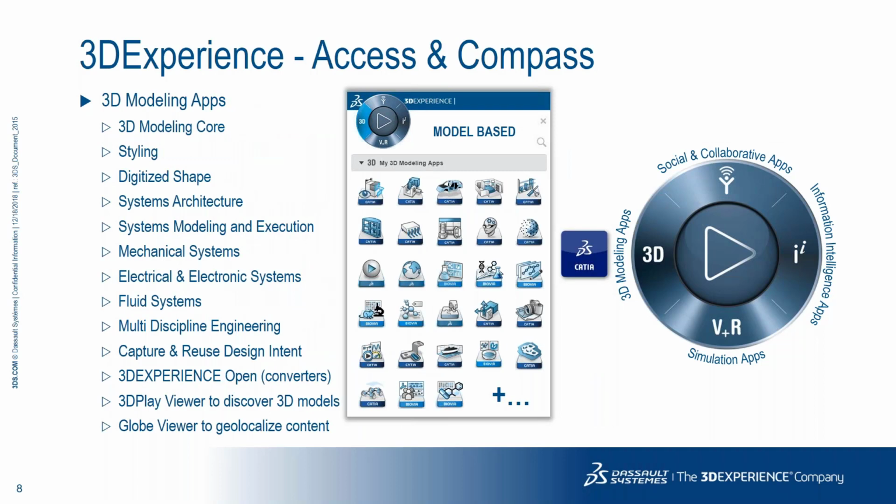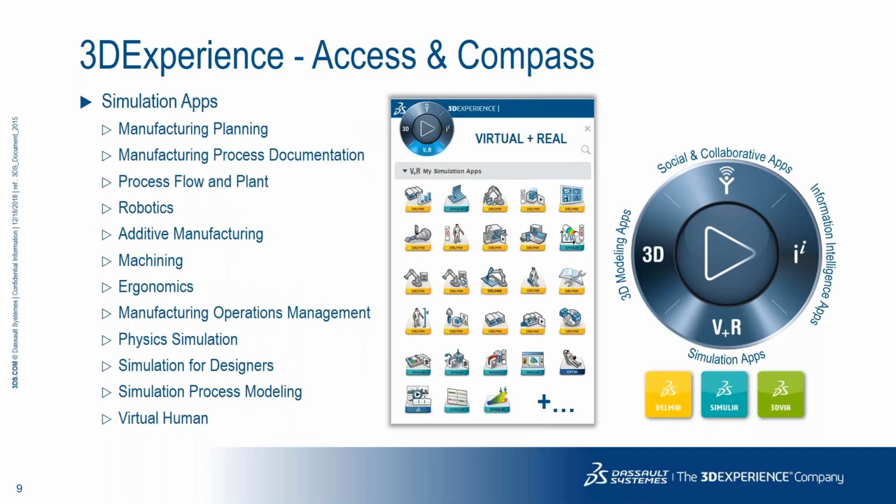For the CATIA apps, everything that is model-based, so everything related to CATIA is here. 3D modeling core, styling, surface design, system architecture, or model-based system engineering, and I'm going to talk to you about that. If you're doing some electric and electronic, that is there, fluid system. The key elements here, especially for the design of the rocket, is multidiscipline engineering. All those tools are available through that quadrant.